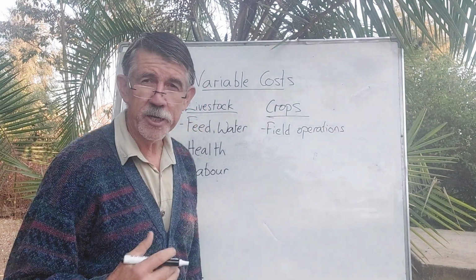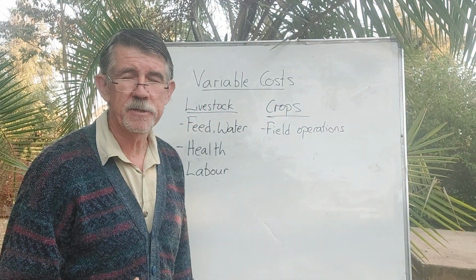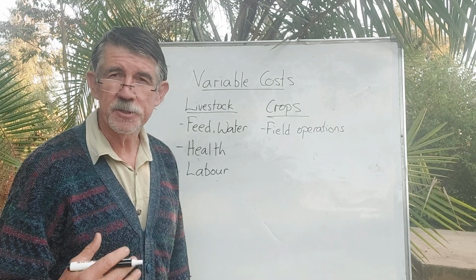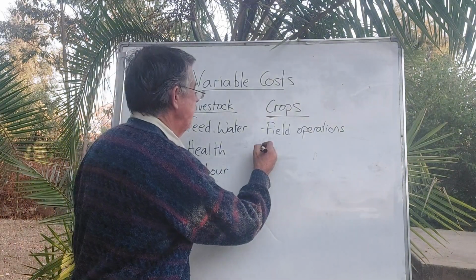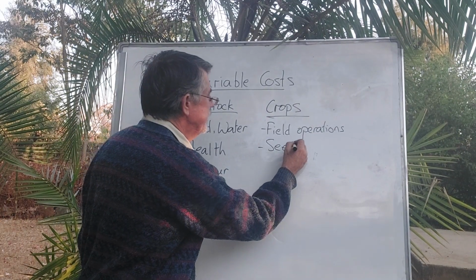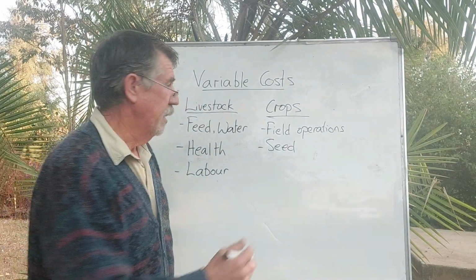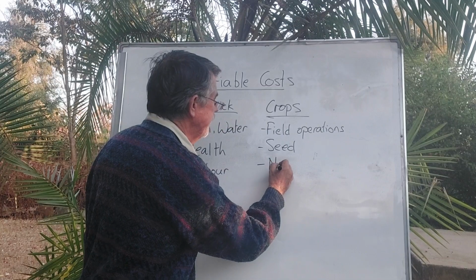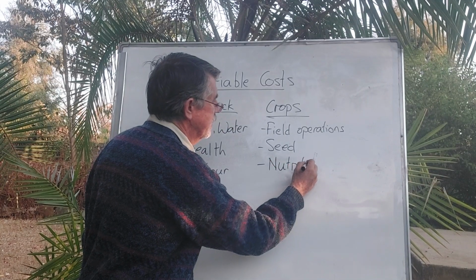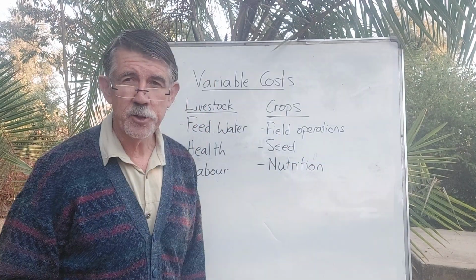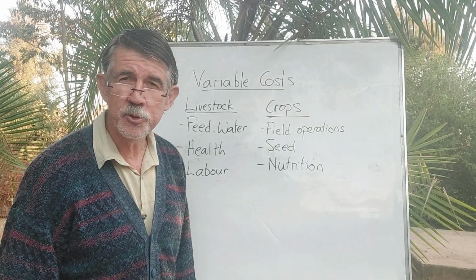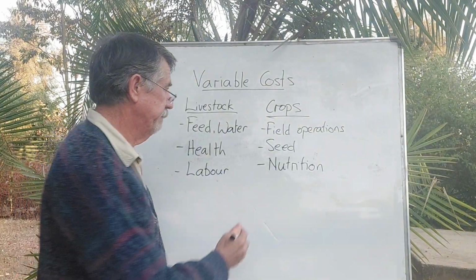Okay, these might be your tractor operations for land preparation, sowing, spraying, and so on. Then the seed, you're going to need seed for your crop. You're going to have some kind of nutrition that you provide to your crop, so fertilizers or organic manures or whatever. There's going to be cost there.